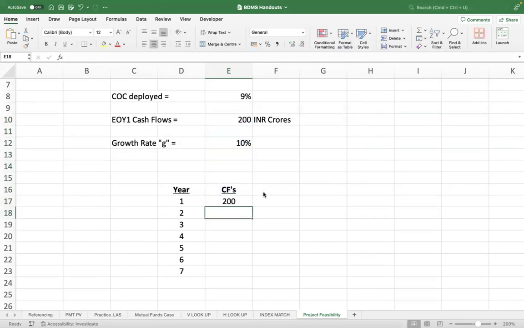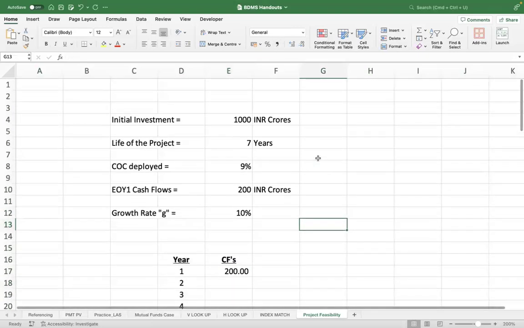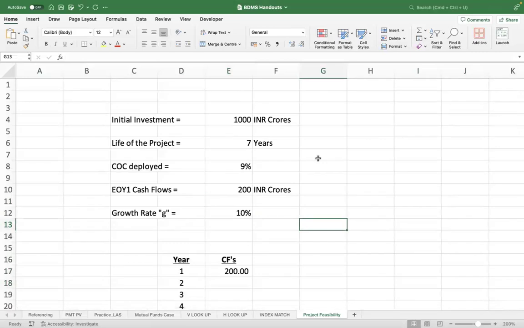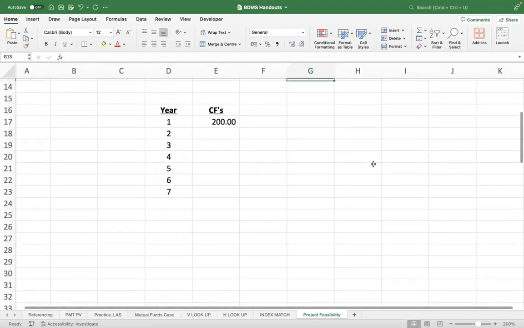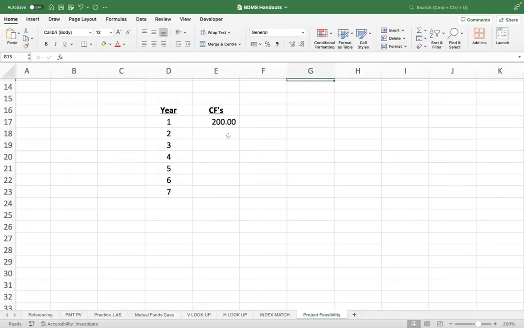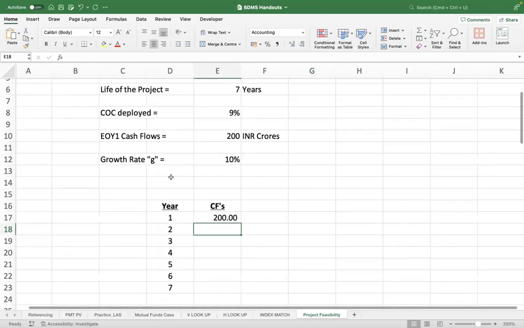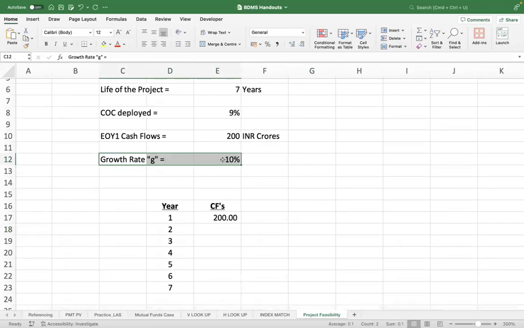It's 200 crores. See, what you are getting for 7 years is a benefit. What you are investing today, 1,000 crores, is a cost. And what you're getting, 200 crores at the end of the first year and then beyond, is your benefit. So here I am plotting the benefit. So 200 crores is for year one, and then these cash flows are expected to grow at what rate? 10%. It's given to us, isn't it?